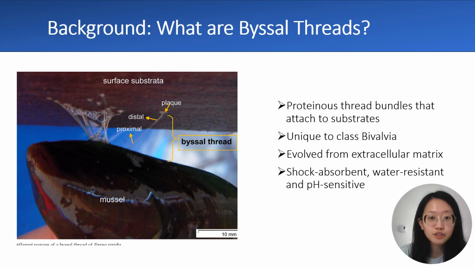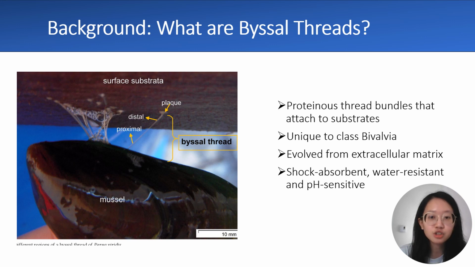Okay, so first off, for some background, what are Byssal threads? They're proteinous thread bundles that mussels use to attach to substrates. These threads are unique to class Bivalvia and are hypothesized to have evolved from extracellular matrix due to the presence of proteins resembling collagen, integrins, and epidermal growth factor.